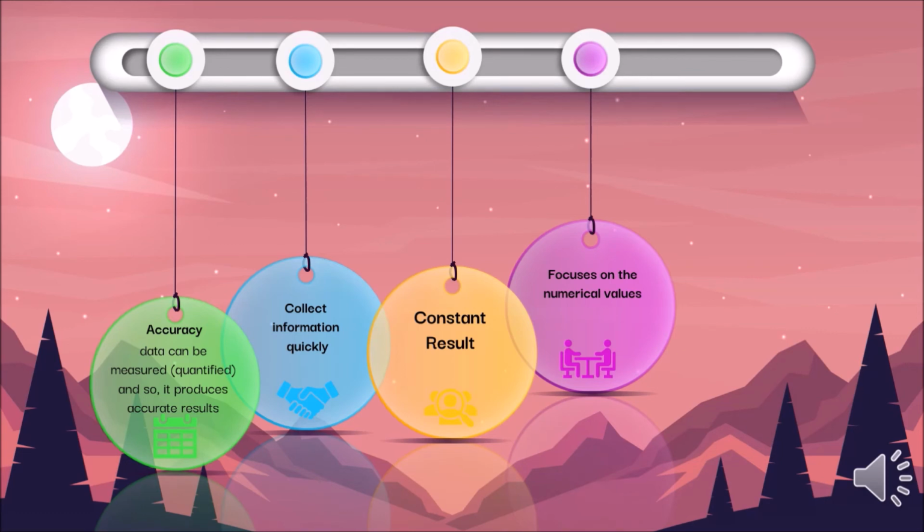For example, the boiling point of water at sea level will be 100 degrees Celsius and this will not change with other variables remaining constant. The next one is focus on the numerical values only. This quantitative observation just needs to focus on numerical and statistical values. The last one is quantifiable data. This quantitative observation is very suitable for statistical investigation.